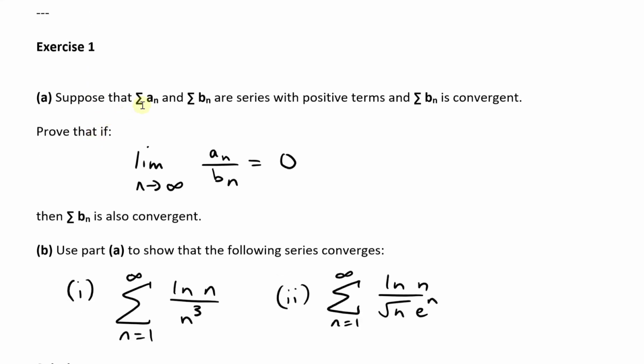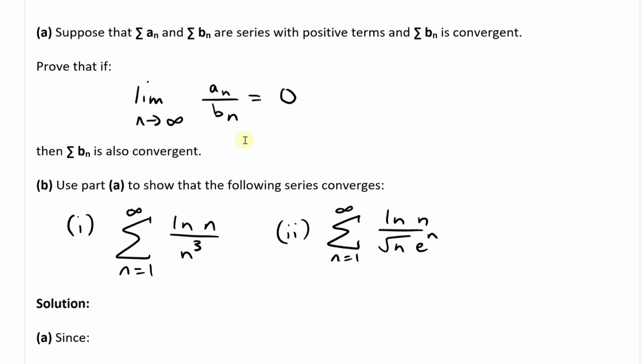It states, suppose that the series summation of An and the series summation of Bn are series with positive terms, and we have Bn is convergent. And here we're asked, prove that if the limit as n approaches infinity of the ratio An over Bn equals 0. So this is the limit comparison test, except instead of finding a constant greater than 0, here it's equal to 0.